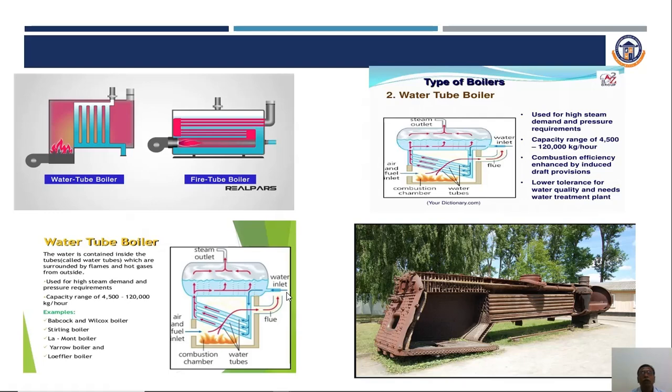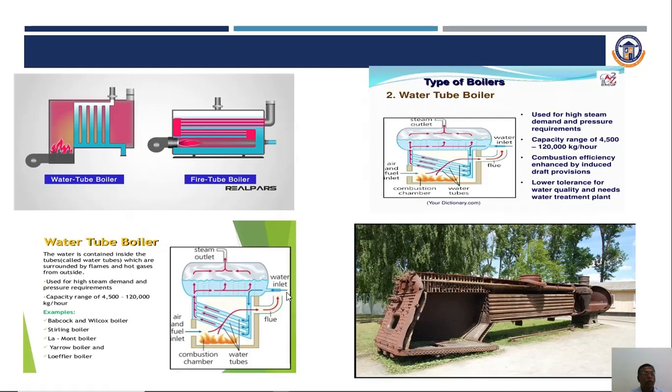The water tube boiler is used for high steam demand and pressure requirements. The steam capacity ranges from 4,500 to 12,000 kilograms per hour. The combustion efficiency is enhanced by introducing draft provision, with lower tolerances for water quality and the need for a water treatment plant.